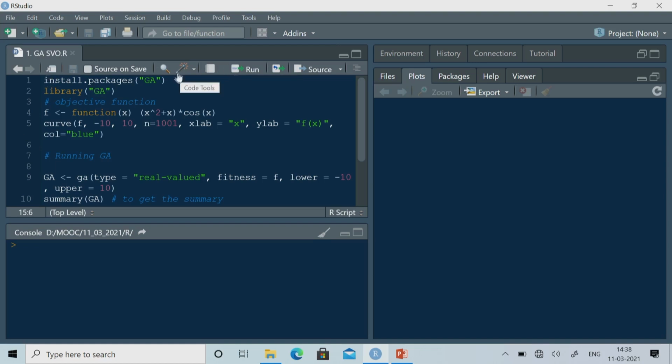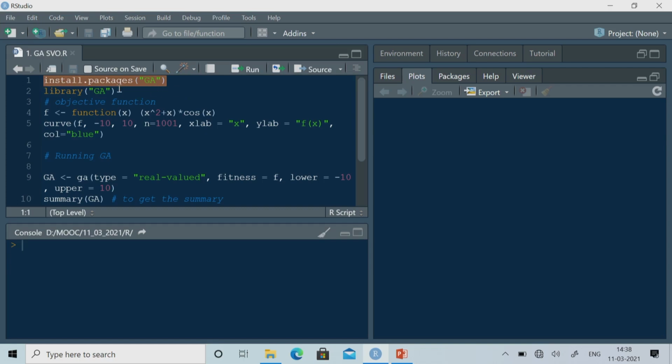The first line is that I have to install the GA package. The name of the package is GA, so you have to install this package. As you know, you can install it by writing install.packages and then GA. I have already installed it on my computer, so I will not install it again, but if you have not installed it, you can execute this code and install GA on your computer.